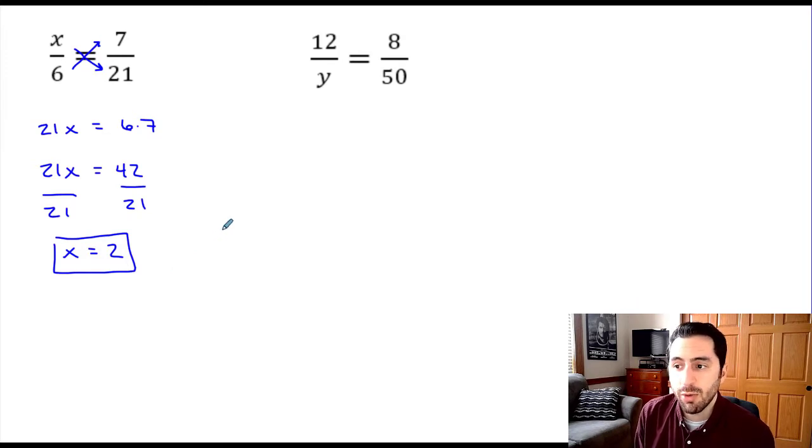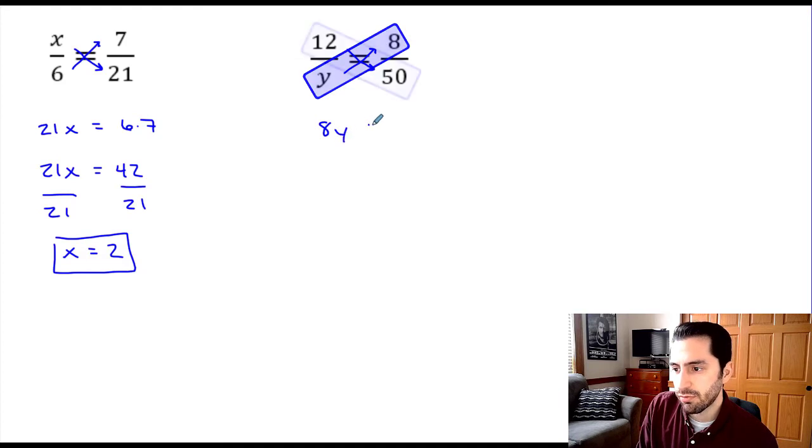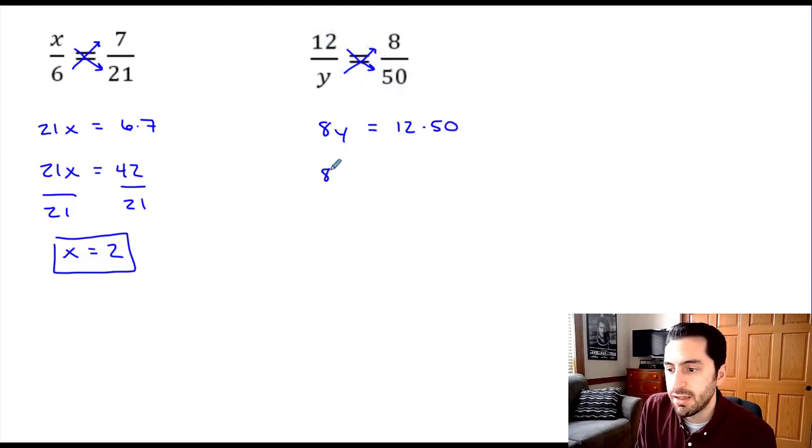Now that unknown, that variable, it can be in any of the four positions. So here in my second example, I have it in a different position. 12 over y is equal to 8 over 50. But we just follow the same process. So multiplying our cross products, we have 8 times y. And then our other cross product, we have 12 times 50. All right, so 8 times y, and on the other side, 12 times 50 is equal to 600. And then to finish up, dividing both sides by 8, we end up with y is equal to 75.